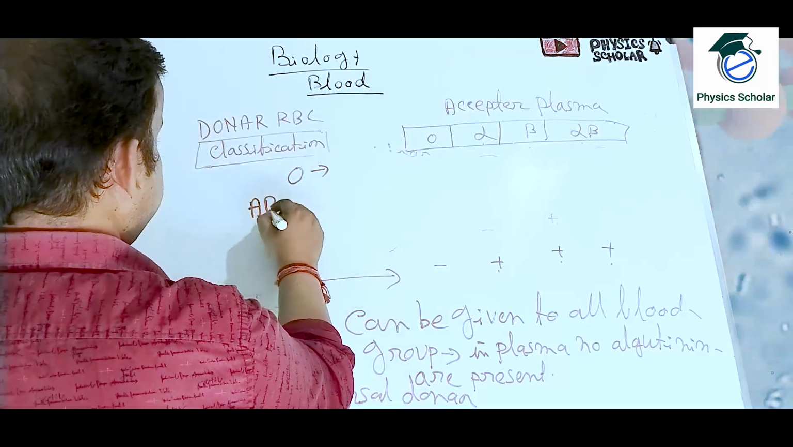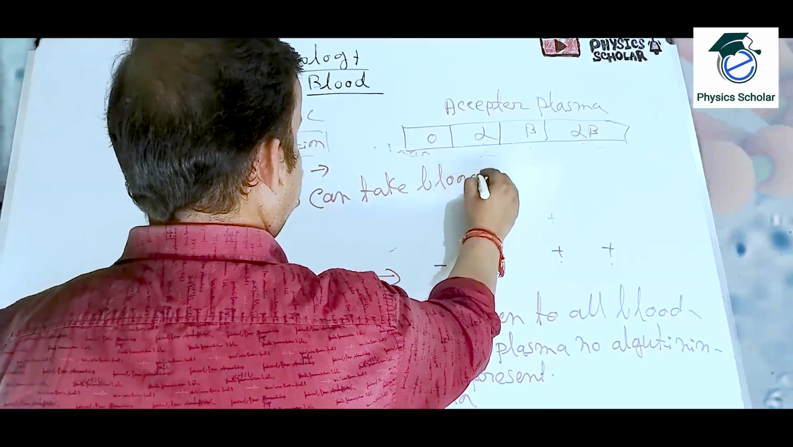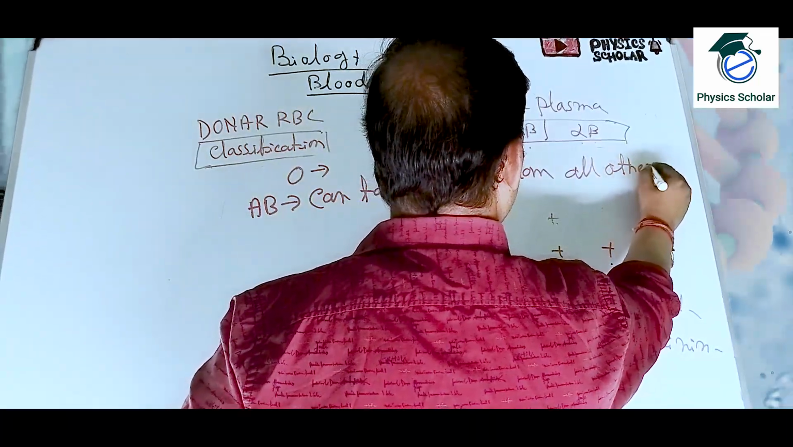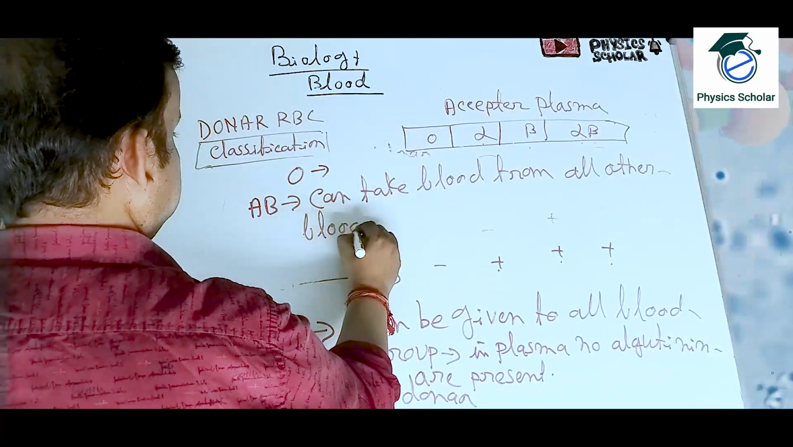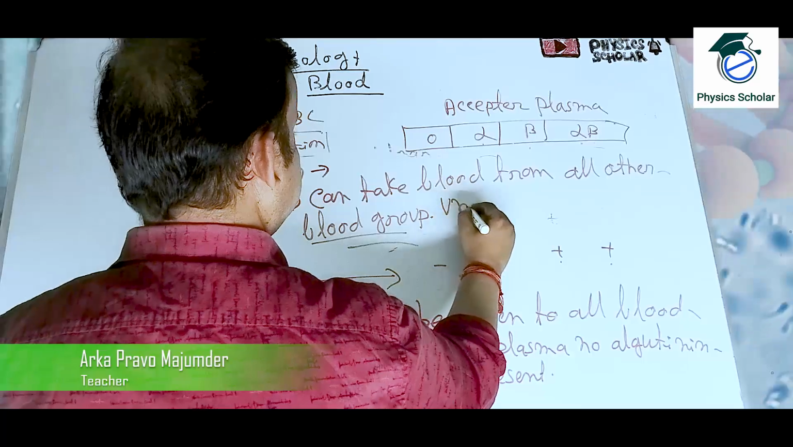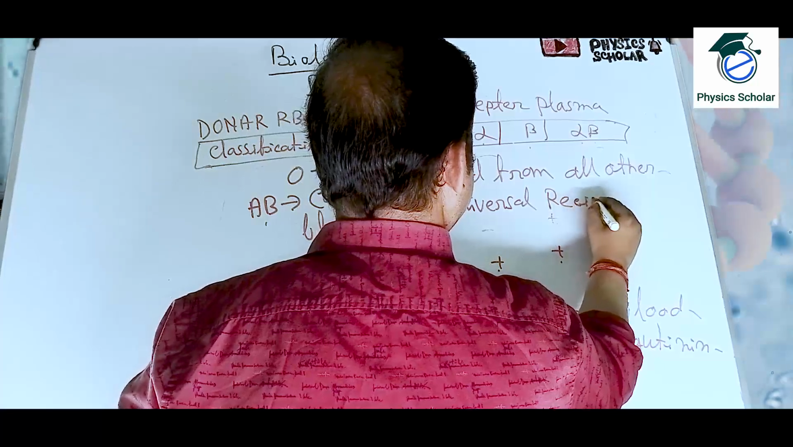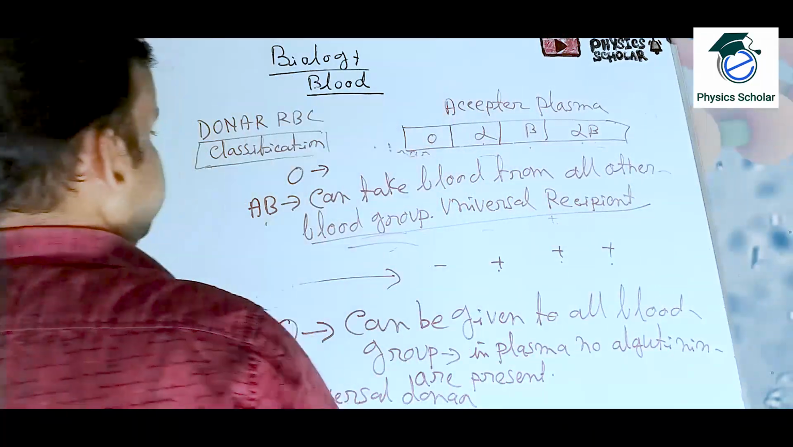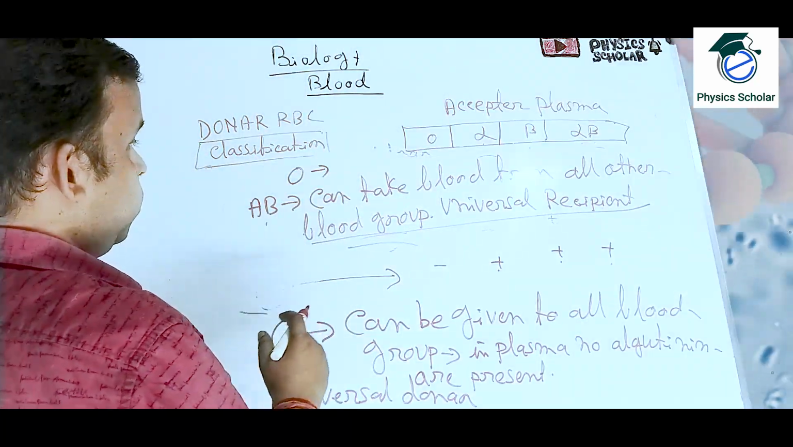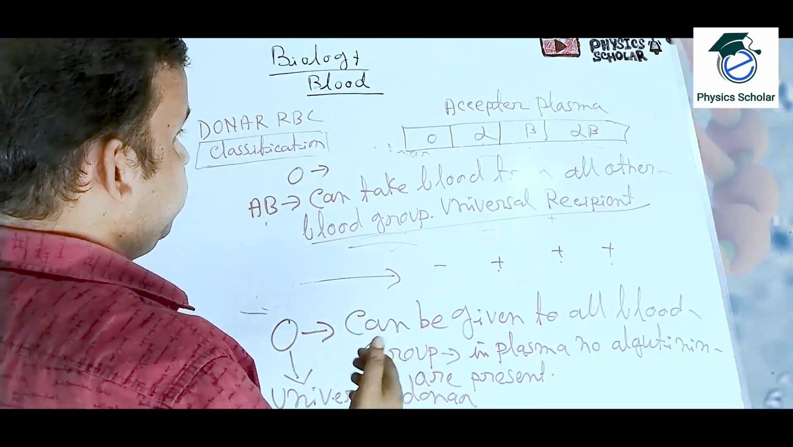Now AB can take blood from all other blood groups. So it is known as universal recipient. Clear? So it cannot give blood except to its own group, but it can take blood from all other blood groups. So that is why AB is known as universal recipient.